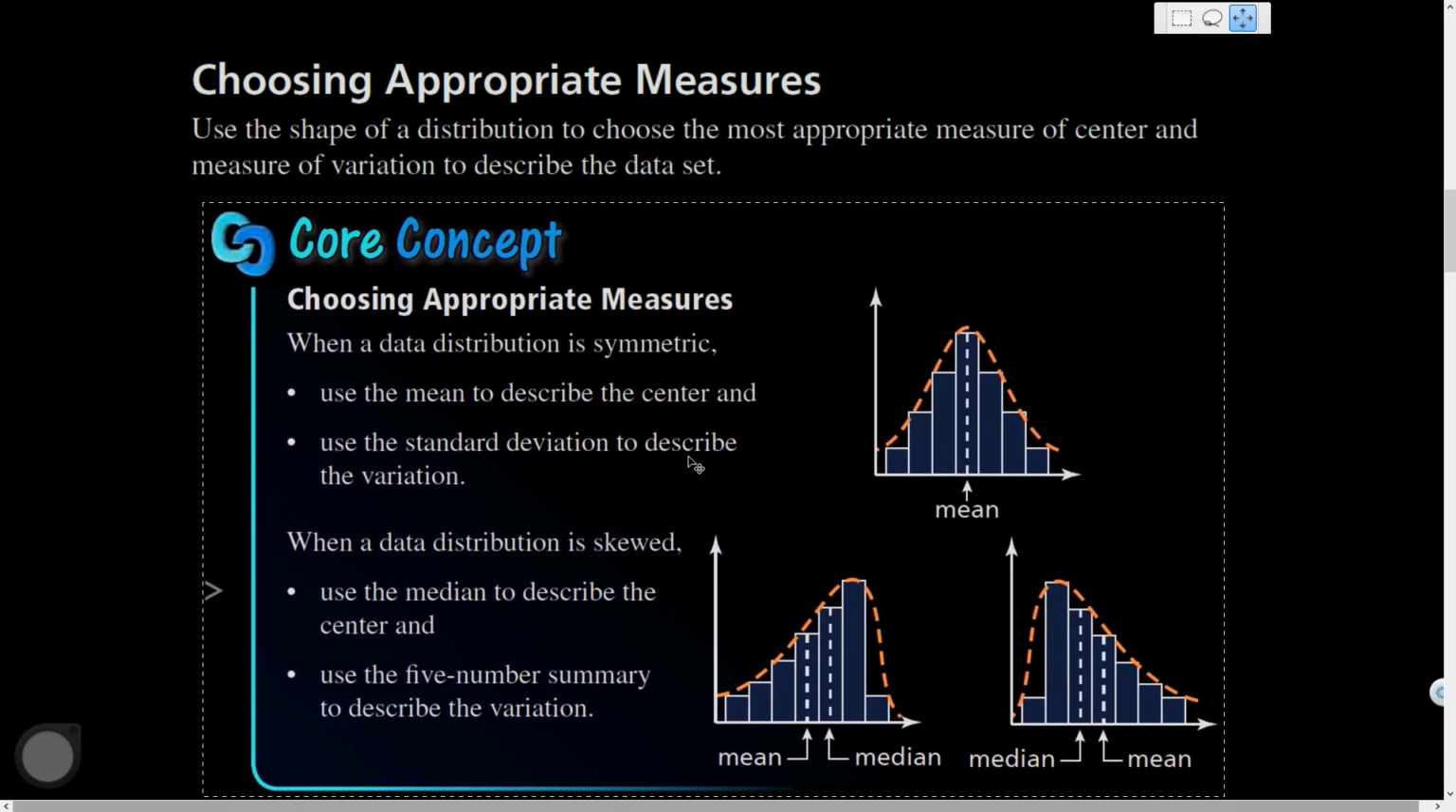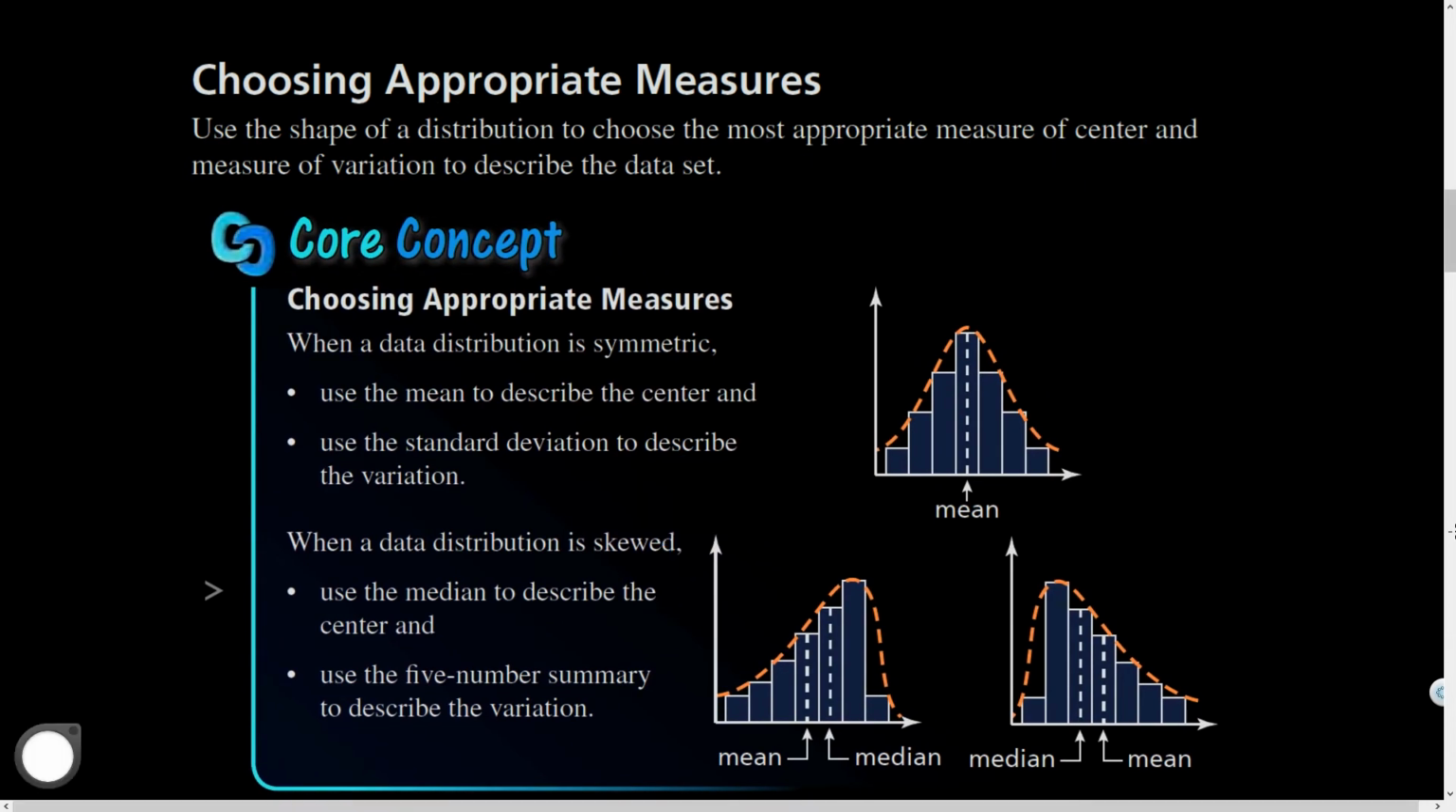All right, looks like this one here. So it says, when a data distribution is symmetric, use the mean to describe the center. I'll do mean in this color. So mean is what I would use here. And use standard deviation to describe how spread out it is. We'll actually, tomorrow, I think, be talking about standard deviations. Maybe the day after. If the distribution is skewed, you use the median. It will actually better represent the data than the mean would.